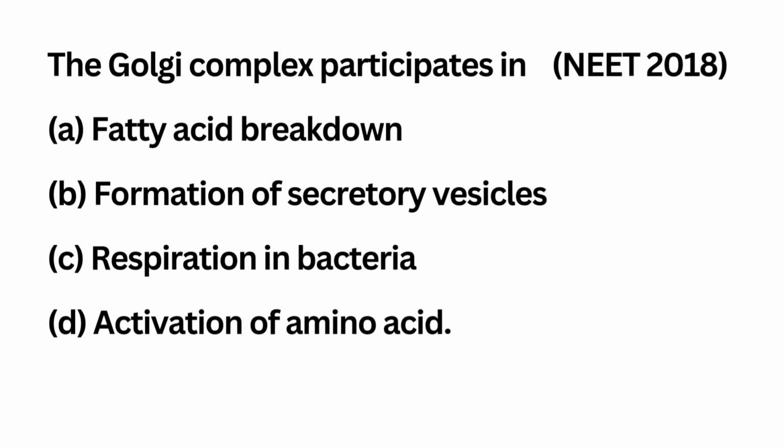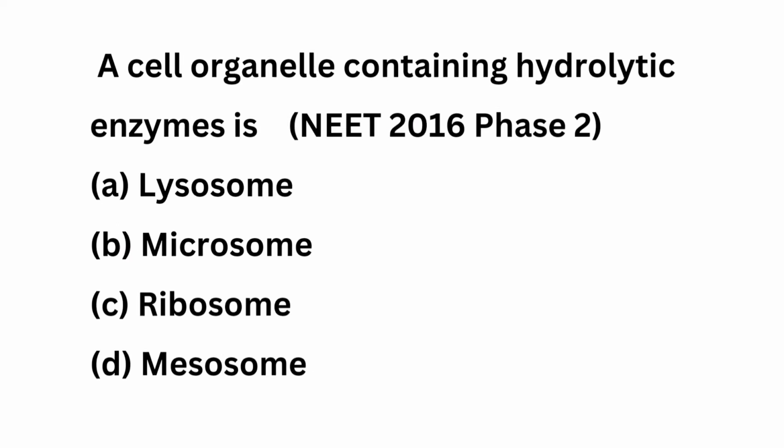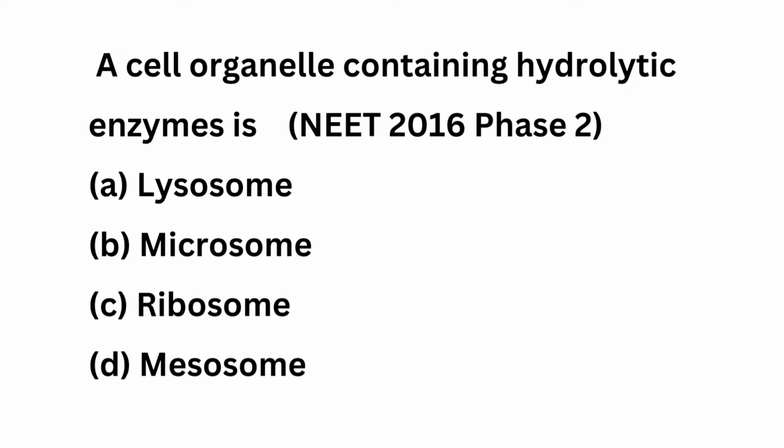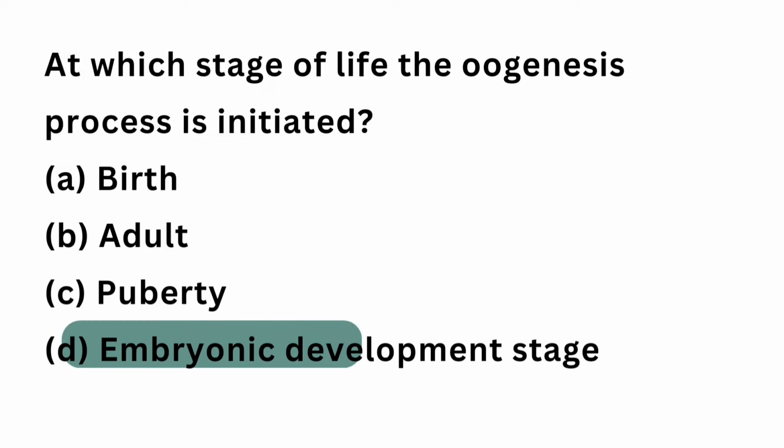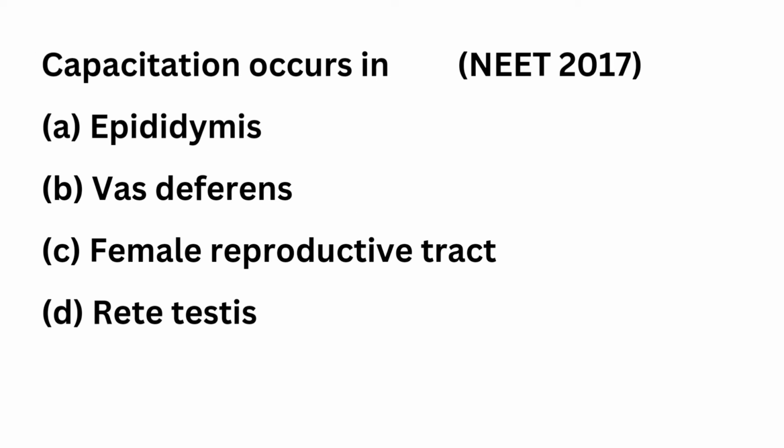The Golgi complex participates in? Correct option B. A cell organelle containing hydrolytic enzymes is? Correct option A. At which stage of life is the oogenesis process initiated? Correct option D. Capacitation occurs in? Correct option C.